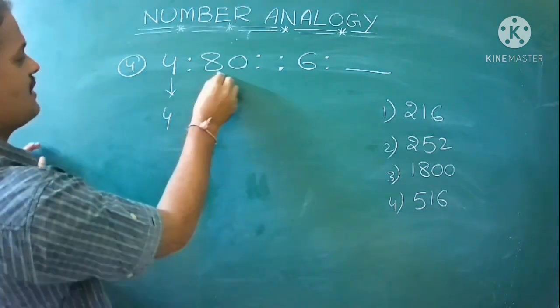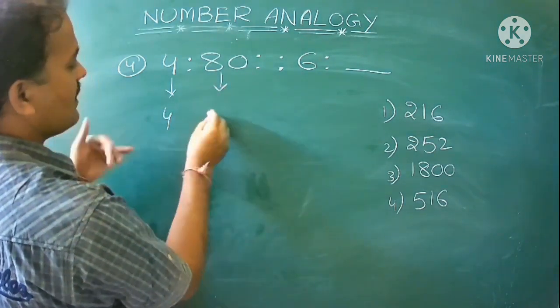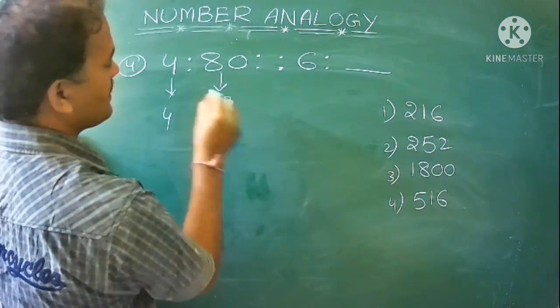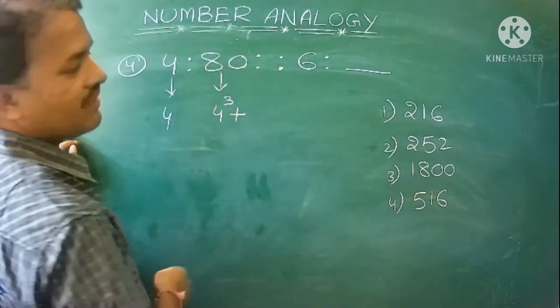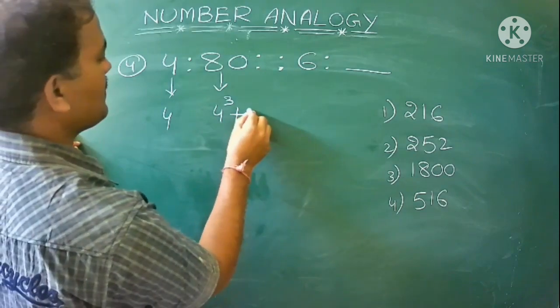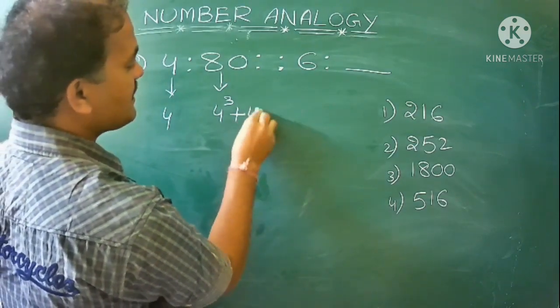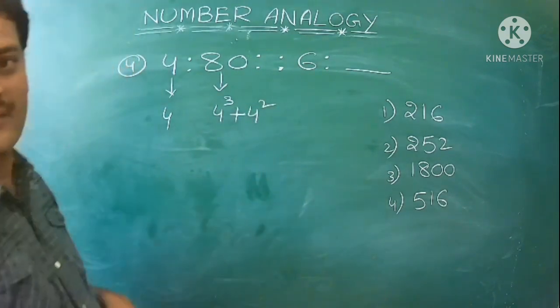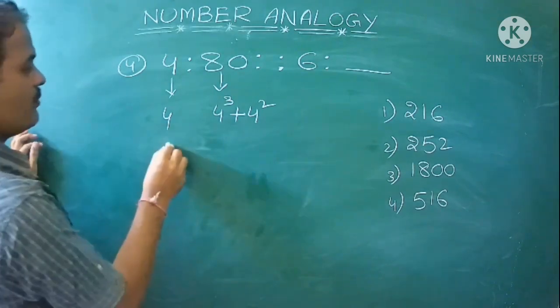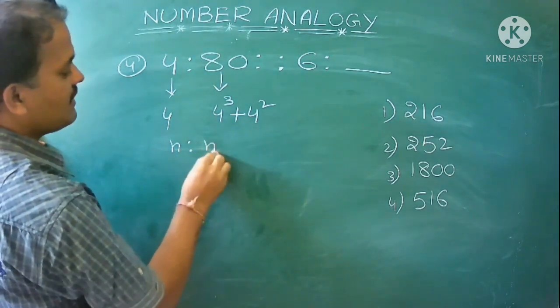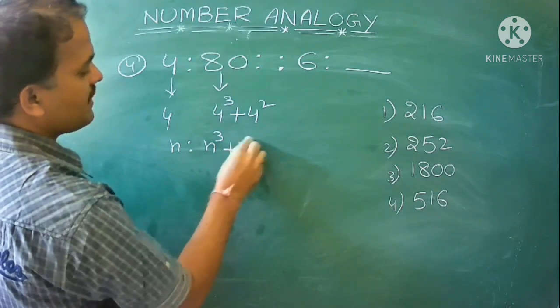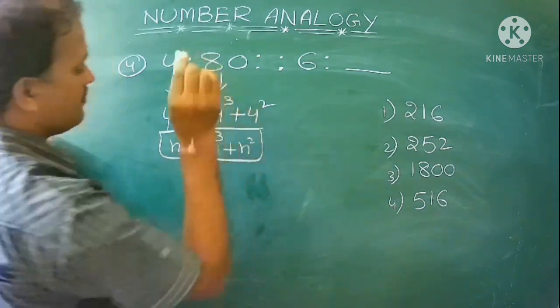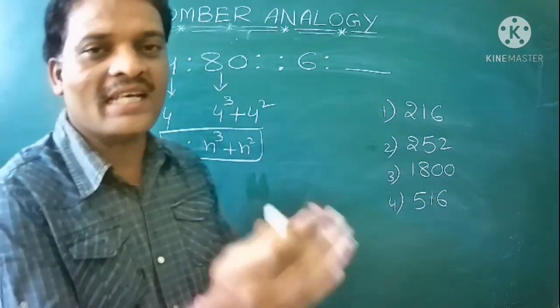So now this can be written so that you directly get the relation. 4 cube, 64, plus how much is left again? 80 minus 64 is nothing but 16. 16 is 4 square only, no? So you will get the relation now. So here this is nothing but n is to n cube plus n square relation. So this is the relation between them.